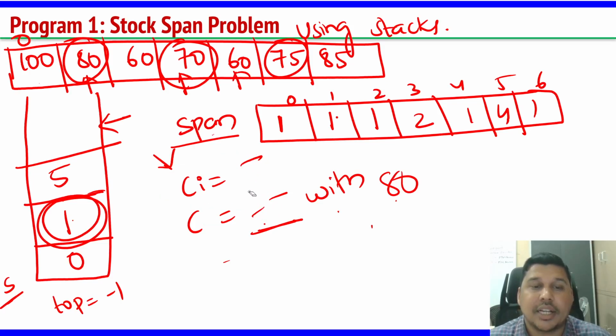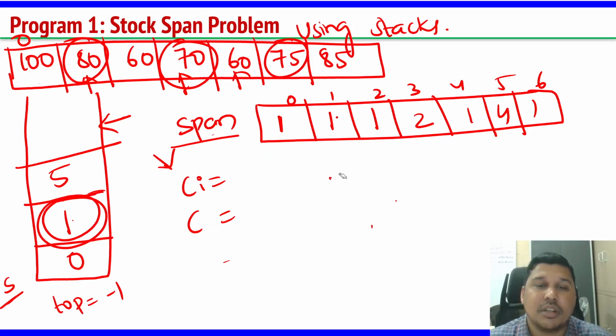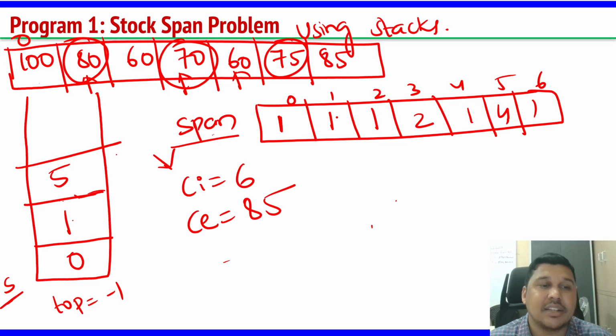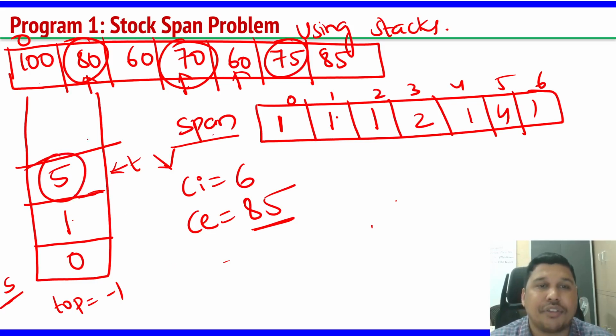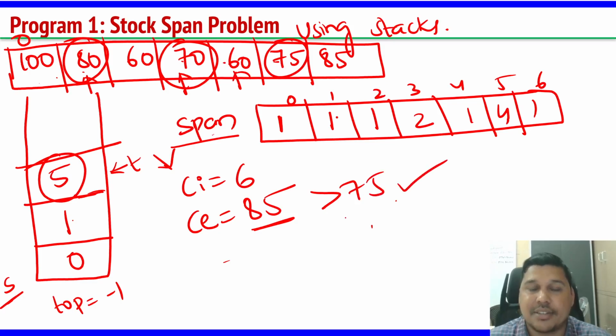Again, iterate. The current index becomes 6 this time and the current element becomes 85. Okay, where is my top of the stack? Top of the stack is at 5. Now, what is the logic? Compare 85 with the element at the top of the stack. What is A of 5? 0, 1, 2, 3, 4, 5. 75. Is 85 greater than 75? Yes. In that case, I have to just pop out the element.